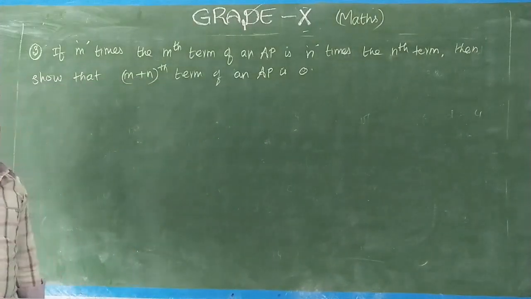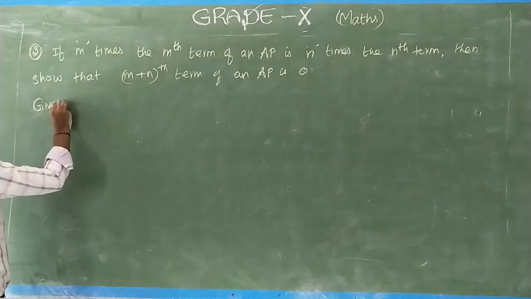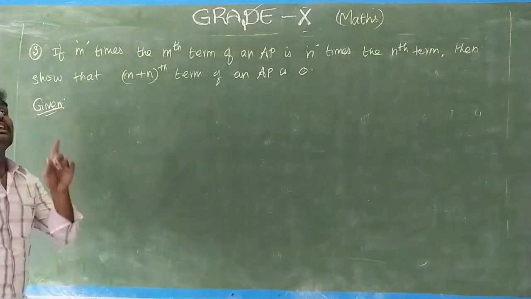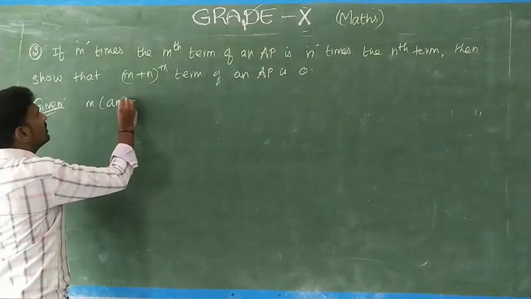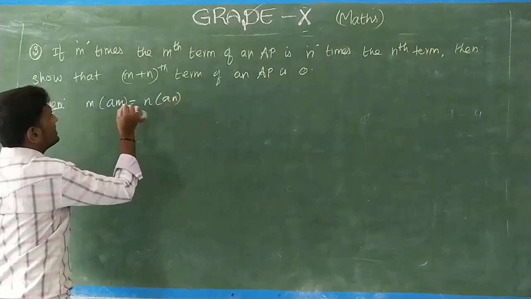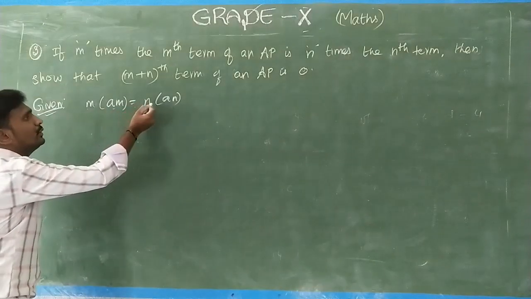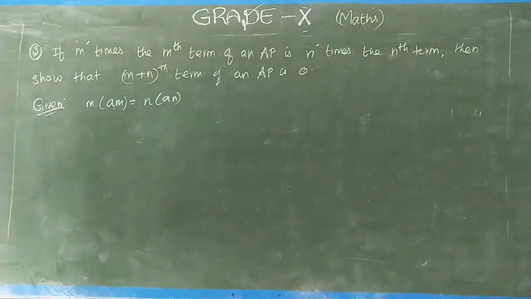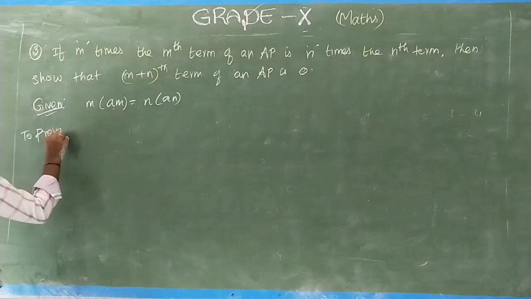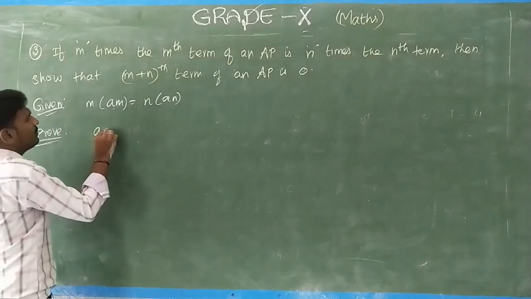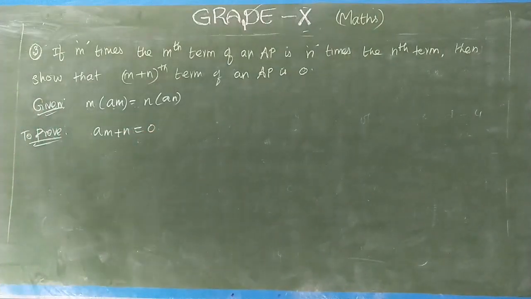Students, listen, that's also very simple. So first you write the given. What is given? m times the mth term, that is m into am, is equal to n into an. Times means we are going to multiply, no? Yes, m times the mth term is equal to n times the nth term. Have you understood the given question? Now what are we going to prove? To prove: the (m plus n)th term of an AP, that is a(m+n), is equal to 0.